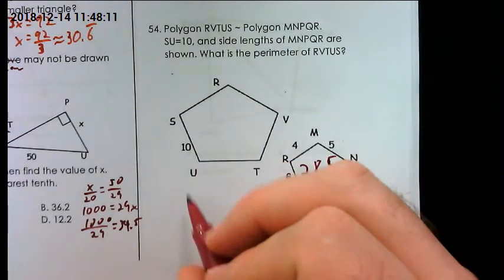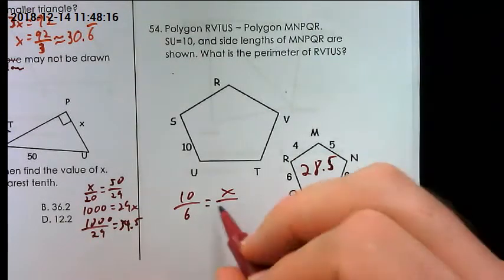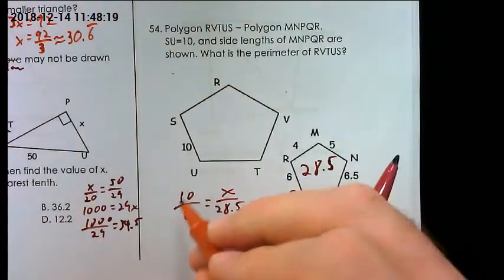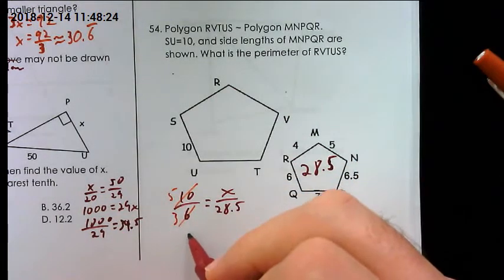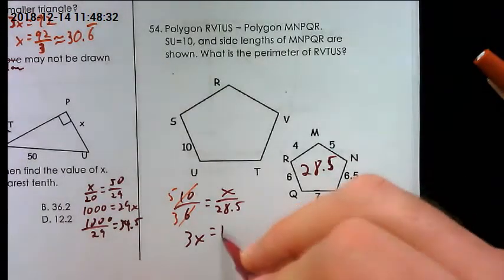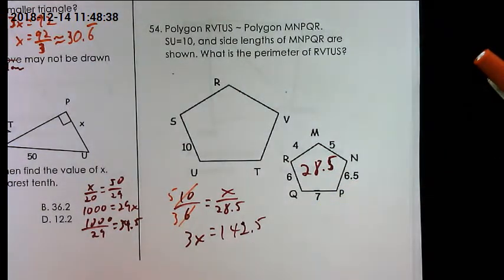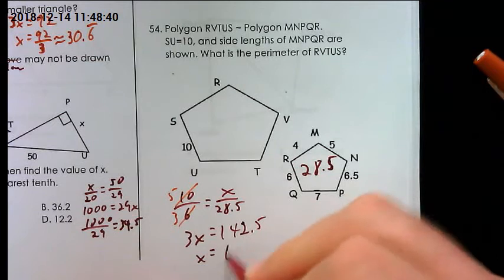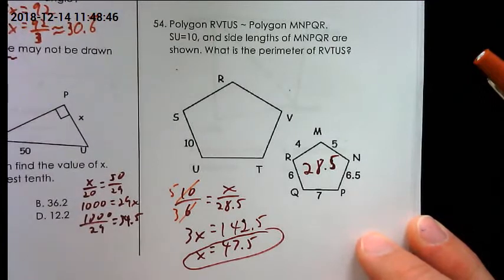These two are corresponding, so we have 10 and 6 will be equal to x, the perimeter we're trying to find, over 28.5. Again, we could reduce this by 2 and get 5 over 3. Cross multiply. 3x equals, let's see, 28.5 times 5 is 142.5. Divide that by 3, and we get 47.5. And that would be our answer. Right. On to the next one.